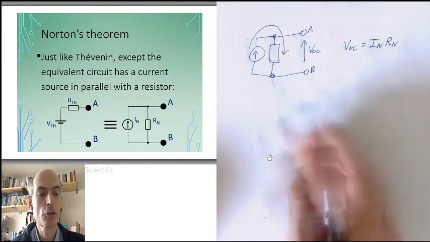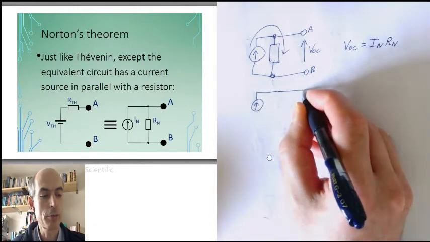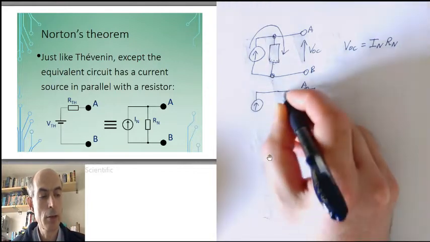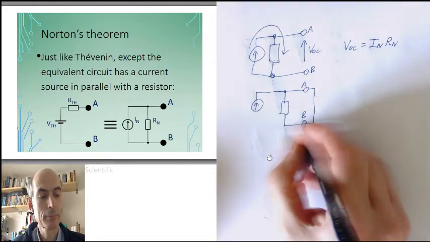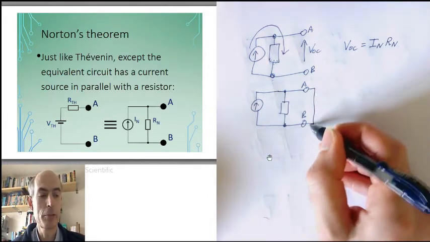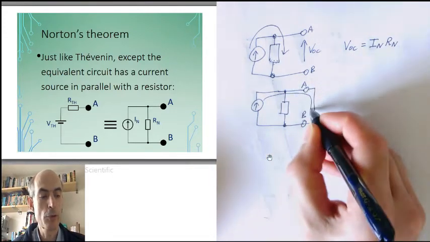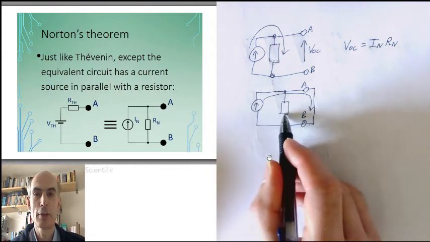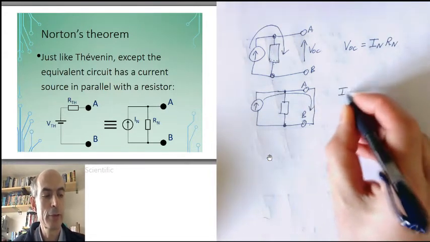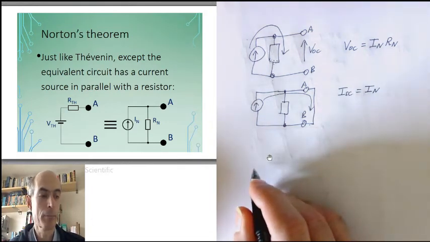And we can consider the short circuit current as well. If we connect a short circuit between A and B, connect them together with a wire, then we have a current divider. But this current divider has a 0 ohm resistor between A and B, which means that all of this current is going to flow out between A and B, and none of it is going to flow down through that resistor. So the short circuit current is just the Norton equivalent current.